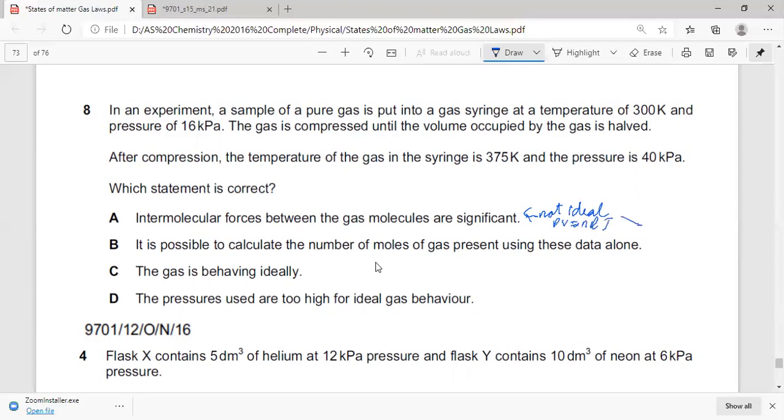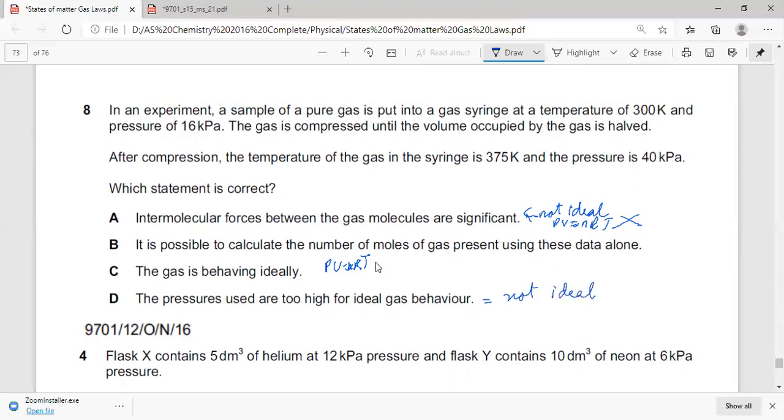It's possible to calculate the number of moles of gas using this data. Okay, see later. The gas behaves ideally, that means PV equals nRT. The gases are too high for ideal, that means not ideal.